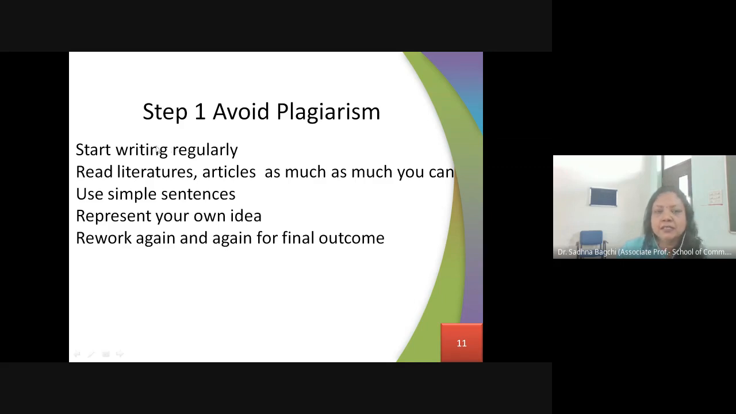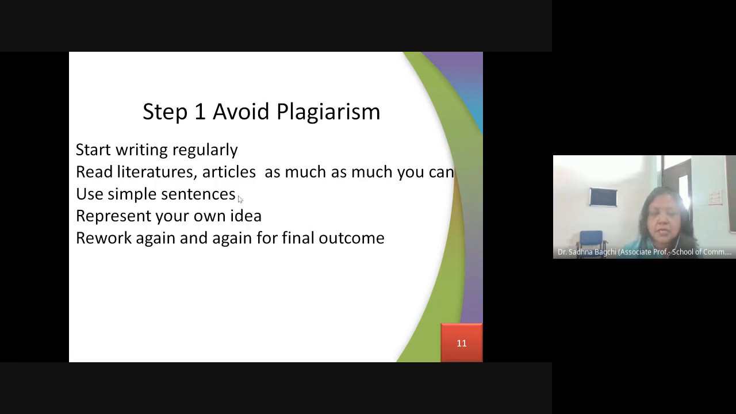That is the practice you have to do. Write one sentence, two sentences, 10 sentences, as you wish, according to the time you get, to write regularly. Read literature, articles, as much as you can.